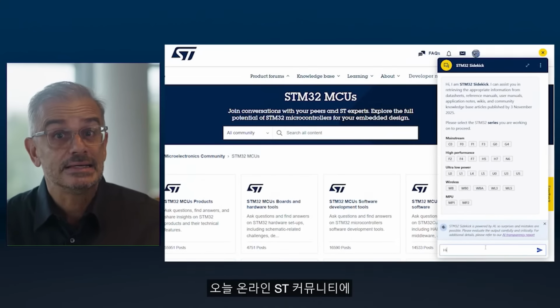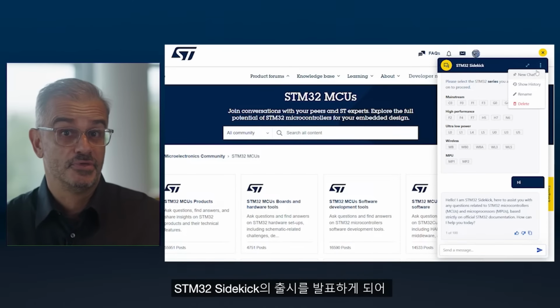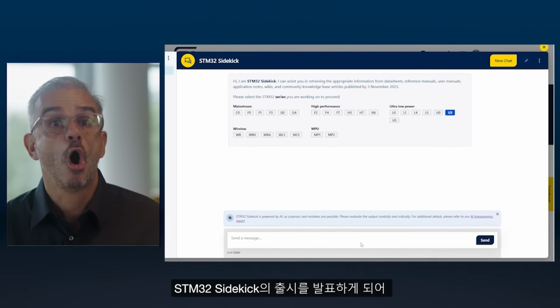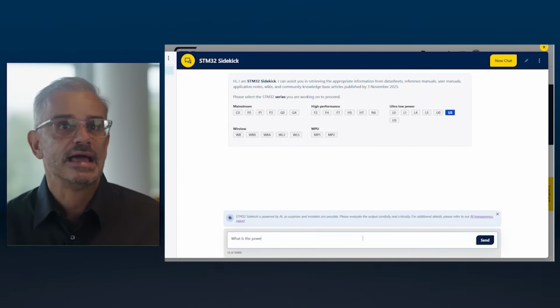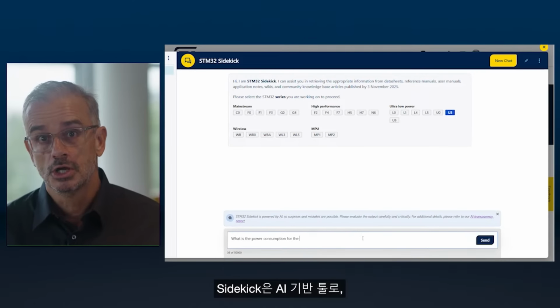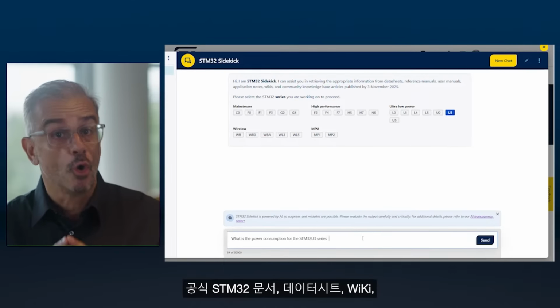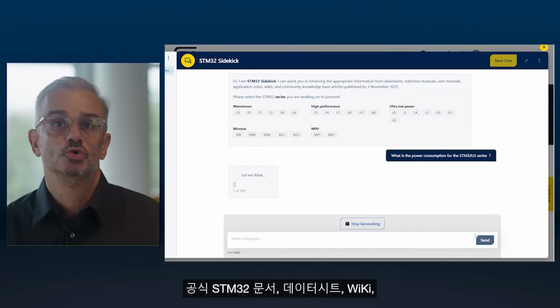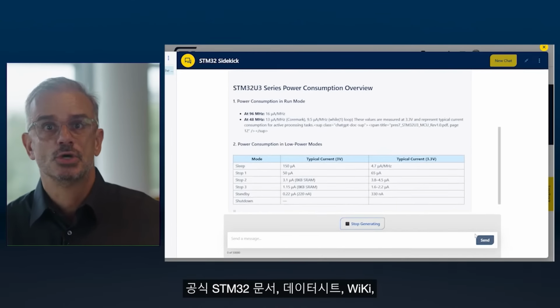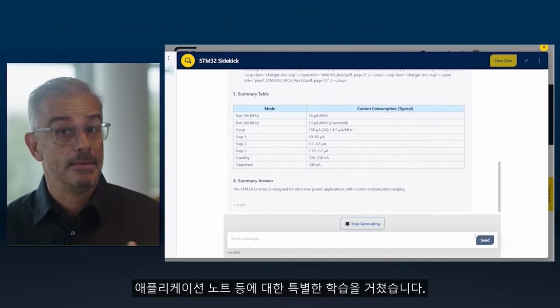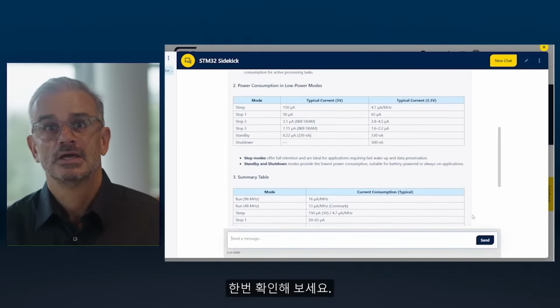Today, we are delighted to announce the launch of the STM32 Sidekick in our online ST community. Sidekick is an AI-powered tool trained exclusively on official STM32 documentation, datasheets, wikis, application notes, and more. Check it out.